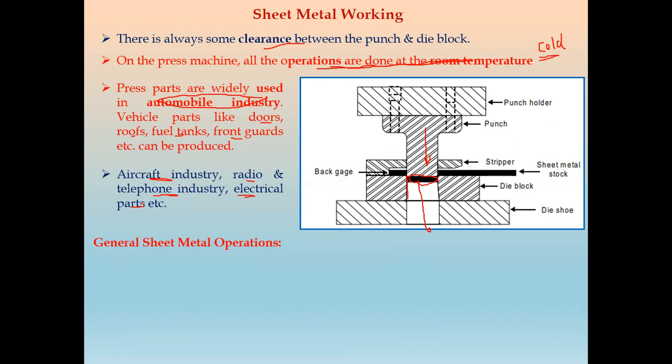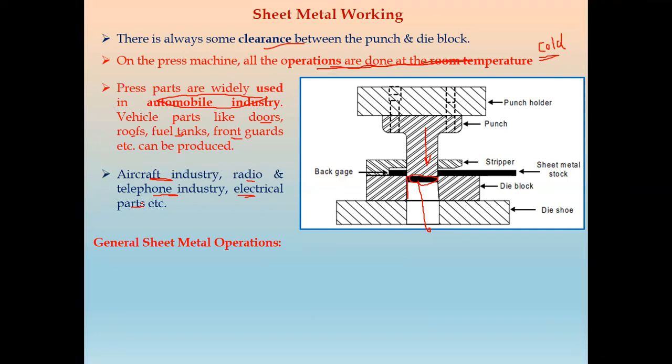Now we will see the general sheet metal operations in sheet metal working. So far we have covered what is meant by sheet metal working, what the press machine used for sheet metal working is, and what the applications of sheet metal working are. Now we are going to see the different operations that can be performed on sheet metal. Those operations are called general sheet metal operations. We'll see these operations one by one.